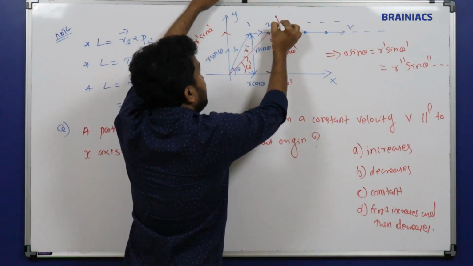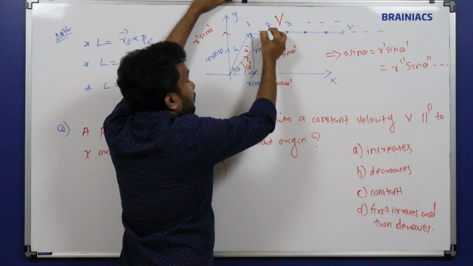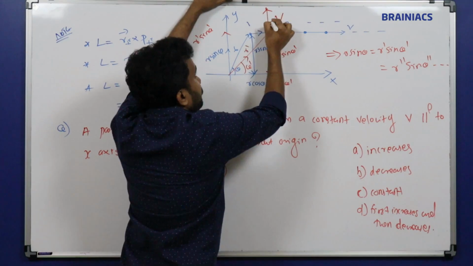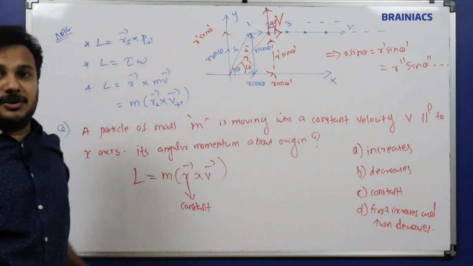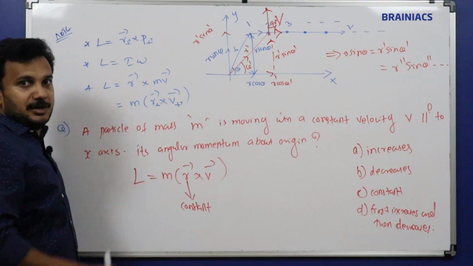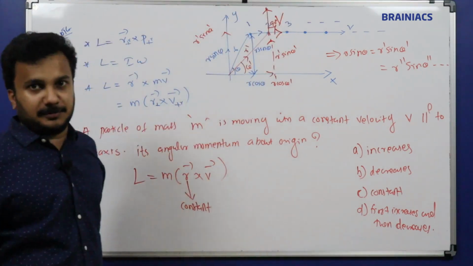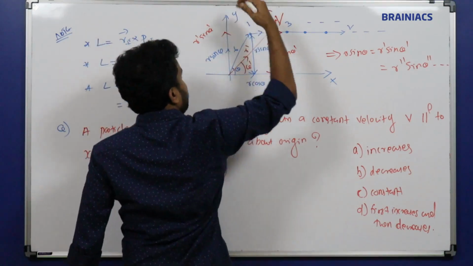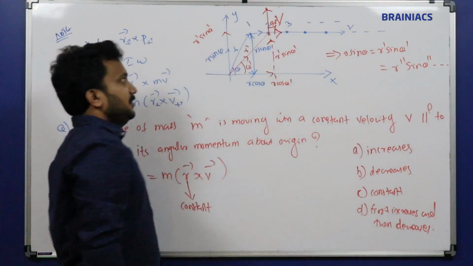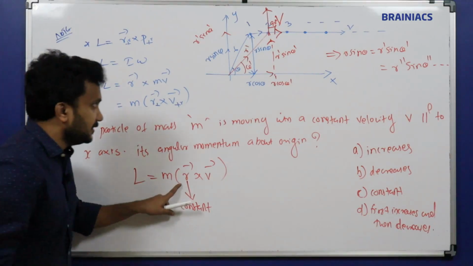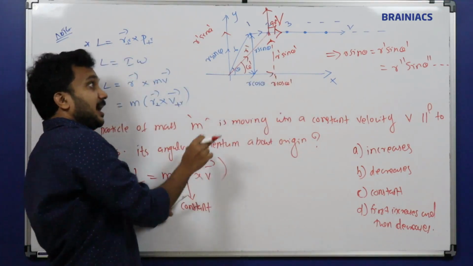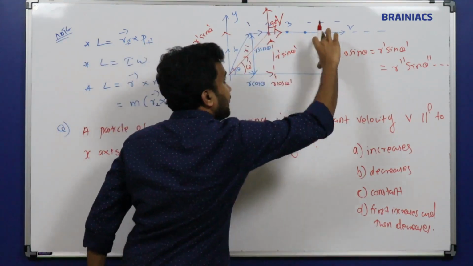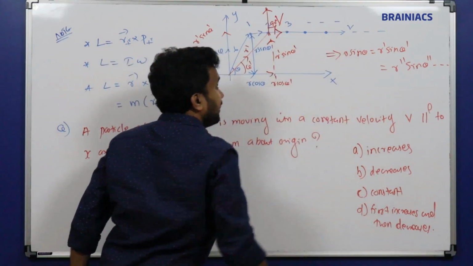This r sin theta is the perpendicular distance to the velocity. See, this is the velocity, and this is your perpendicular distance. So v and r make 90 degrees, both are perpendicular to each other. From the origin, it's perpendicular. So r sin theta is perpendicular to your velocity. The distance is r sin theta, or r dash sin theta dash, or r double dash sin theta double dash. All these are equal, so the perpendicular distances are equal.